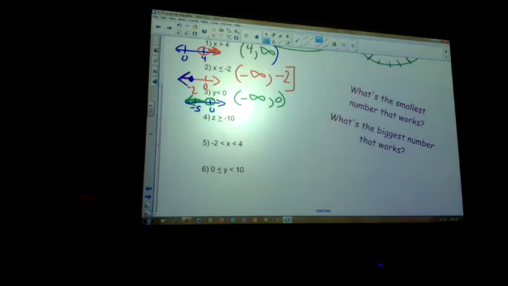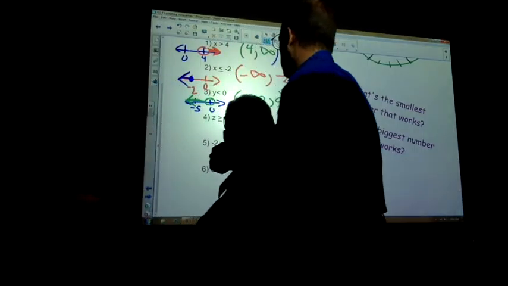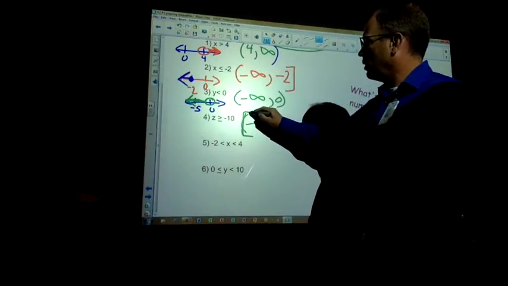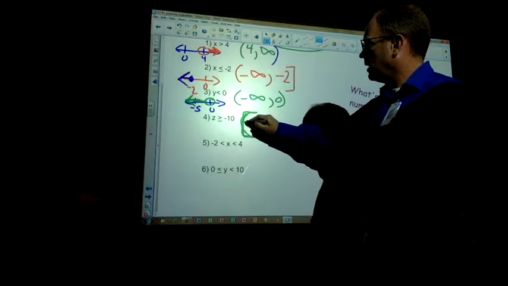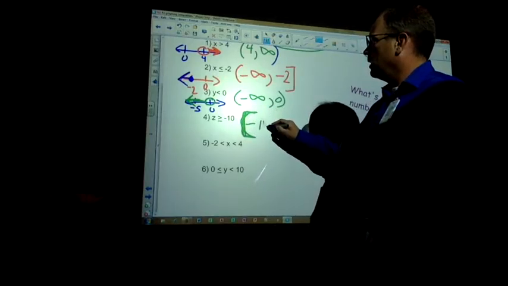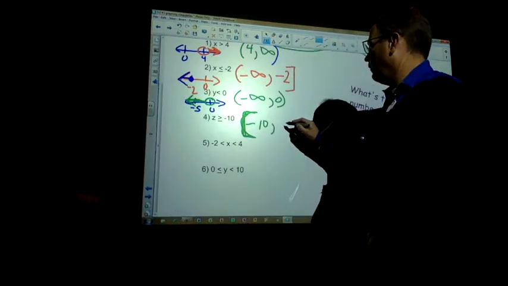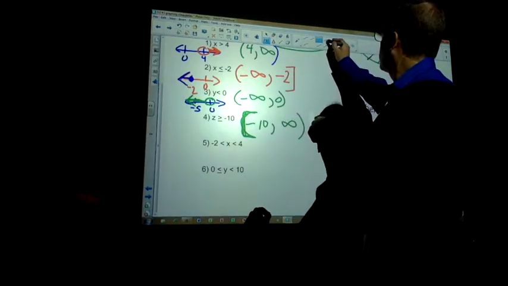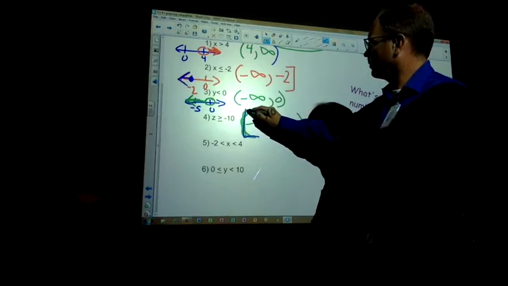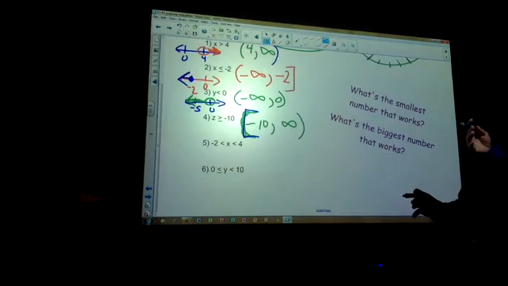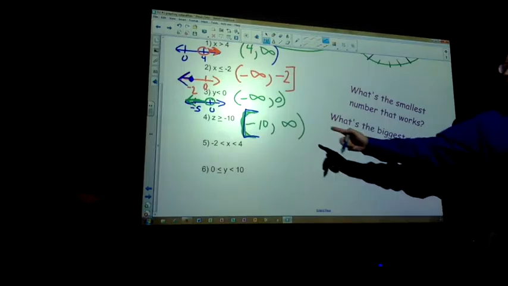Okay? Where am I starting? At -10. That's a square bracket. Where am I going to? Infinity. Shouldn't infinity go first? So where did I start? At -10. Good. Where am I going? To infinity. So that's to the right of negative 10, correct? Yeah. That's why I have it written like that.